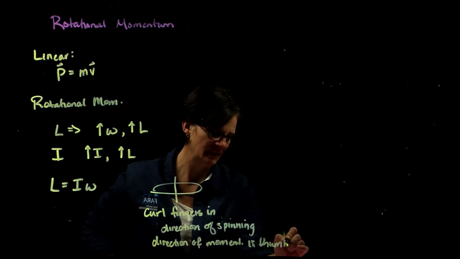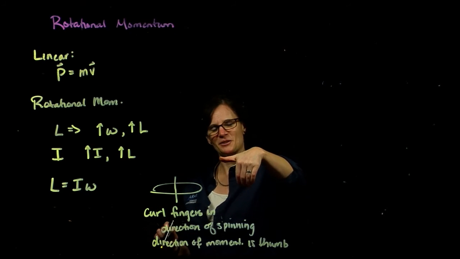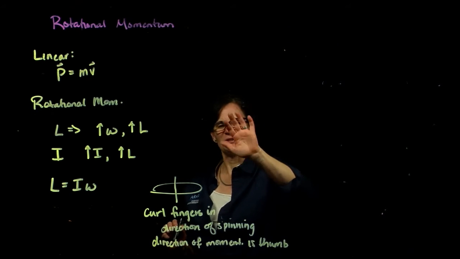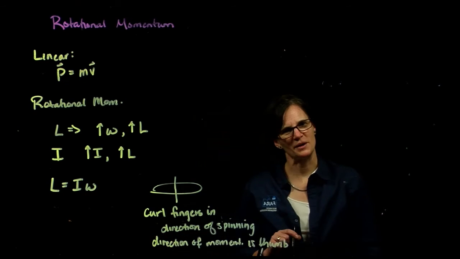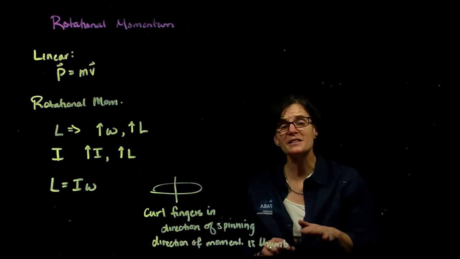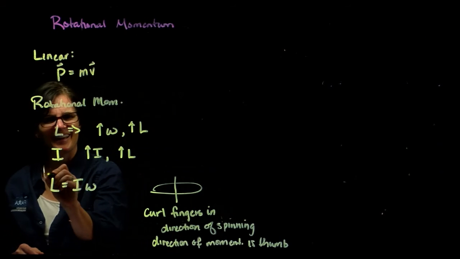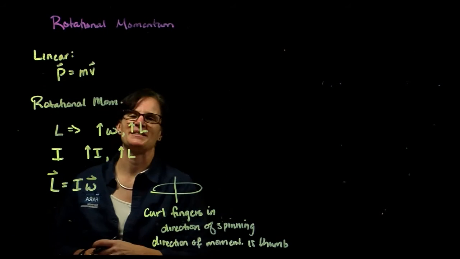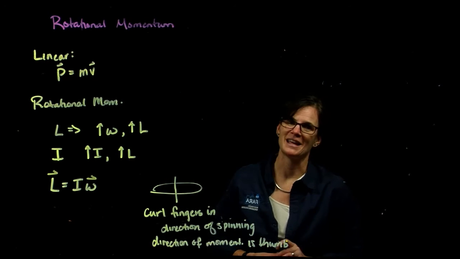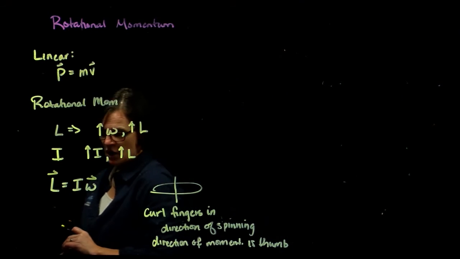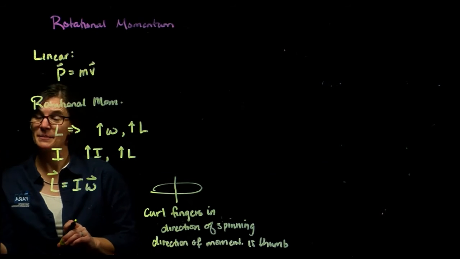Okay? So if I have an object spinning like this, if I curl my fingers in the direction of the rotation, my thumb gives me the direction of the momentum. So there is a direction associated with angular momentum, rotational momentum, just like linear momentum. And it happens to also be the same as the direction of the angular speed. All right. Well, that's just a general sense of what rotational momentum is dependent on.